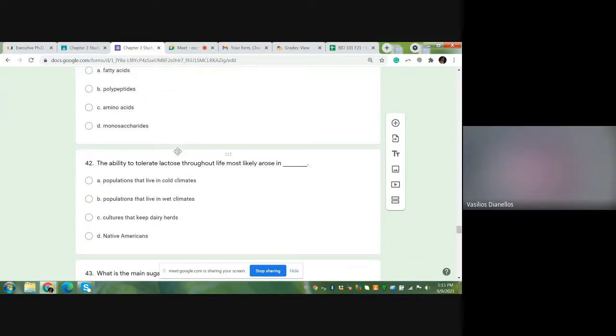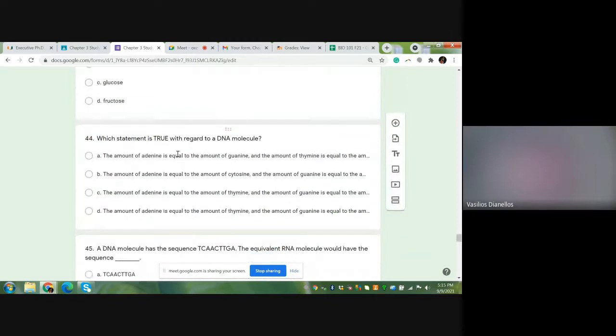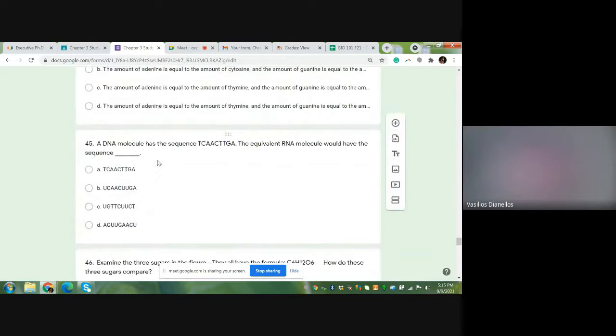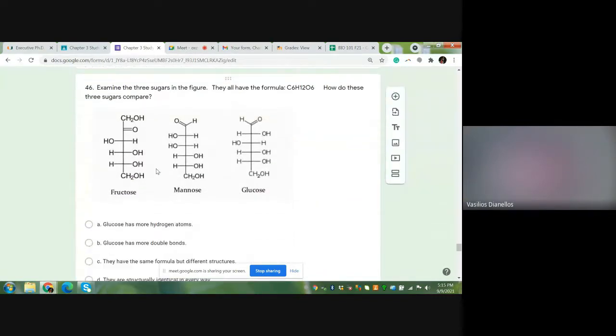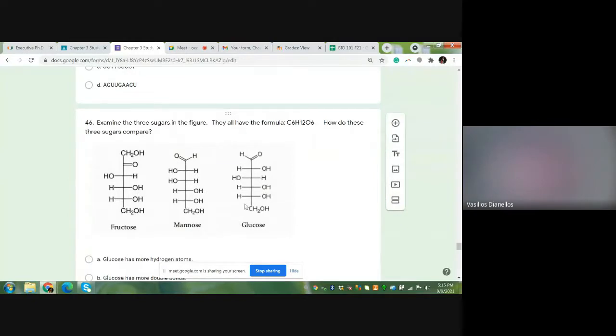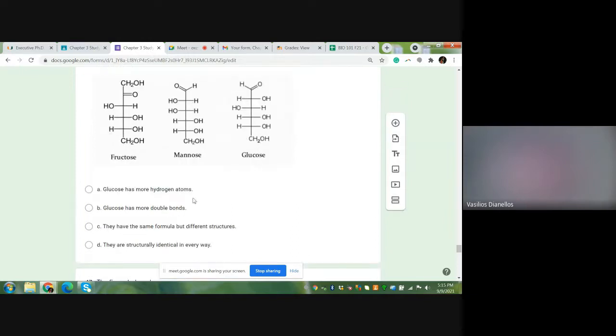All right, lactose intolerance, skipping it. Main sugar found in milk, skipping it. DNA, skipping that. You'll need to know that later in the semester. Same with number 45. 46, you do not need to know anything about fructose or mannose or glucose. What you do need to know is these things all have the same chemical formula, and you can see that they look different. Doesn't even matter how they're different. You just know that they're different. Therefore, we know that they have the same formula but different structures, right? Those things are isomers. Any questions about that?